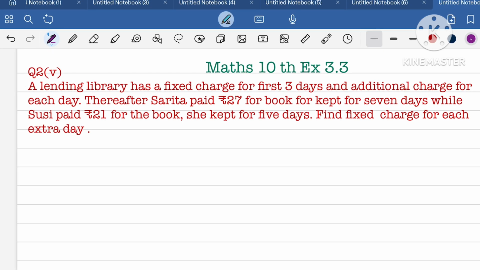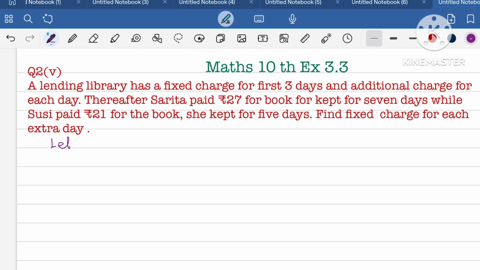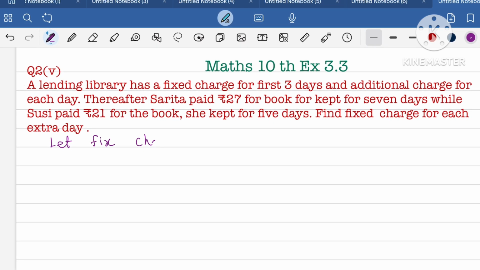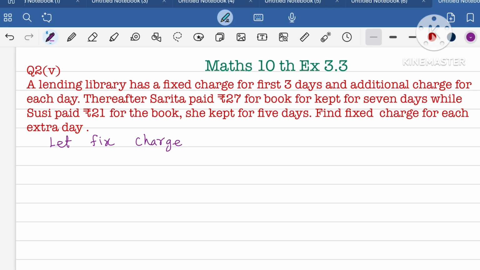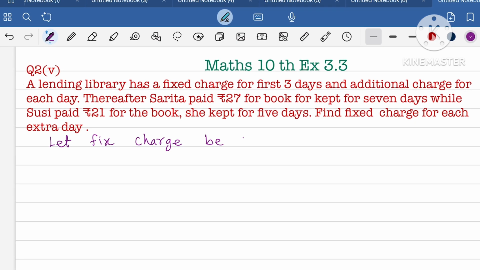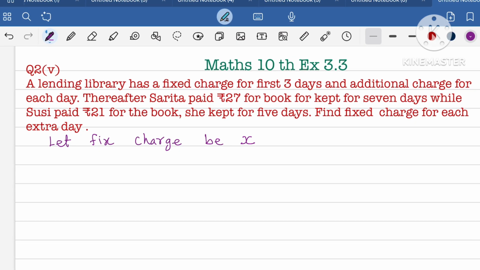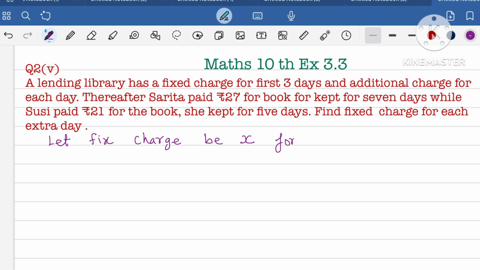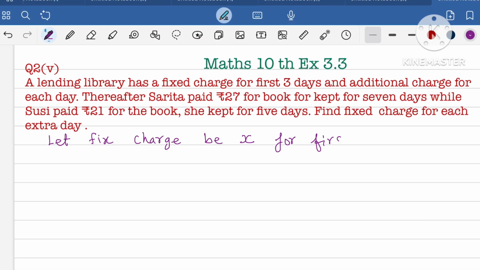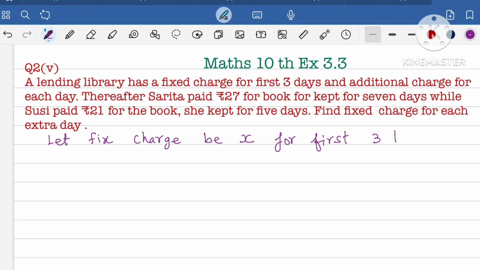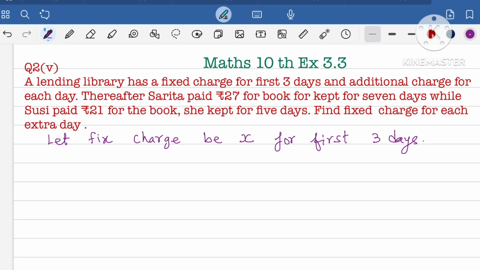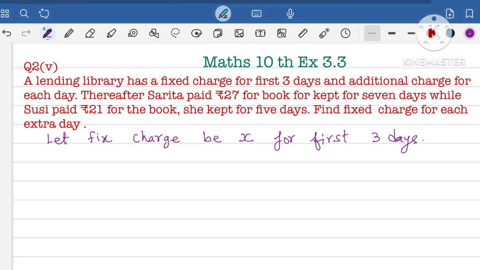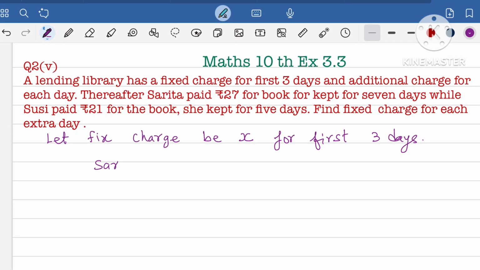Question number 2, fifth part. A lending library has a fixed charge for the first 3 days and an additional charge for each day thereafter. Sarita paid 27 rupees. So let the fixed charge be x for 3 days. If you are keeping a book for 3 days, there would be only x charge. But there is also a per day charge after that, which can be taken as y.